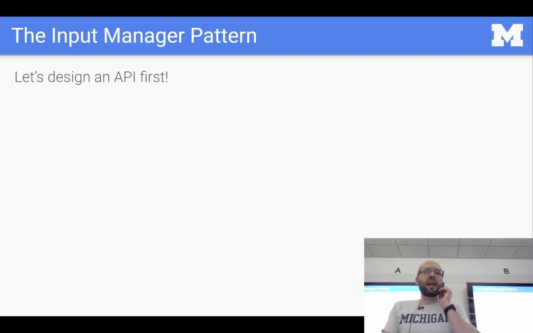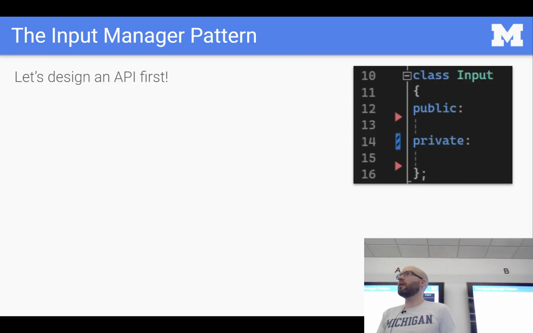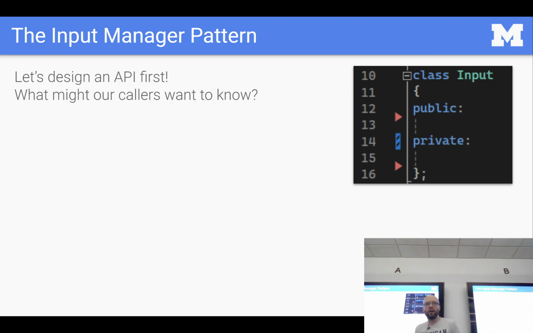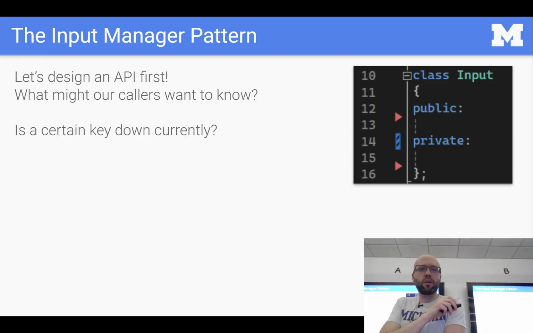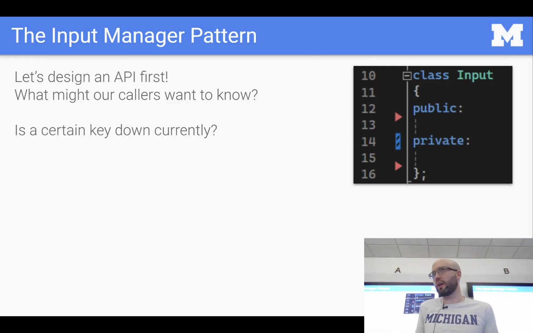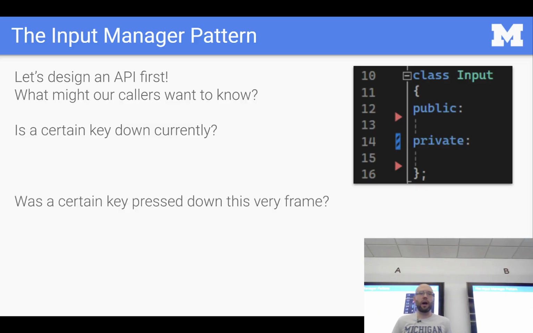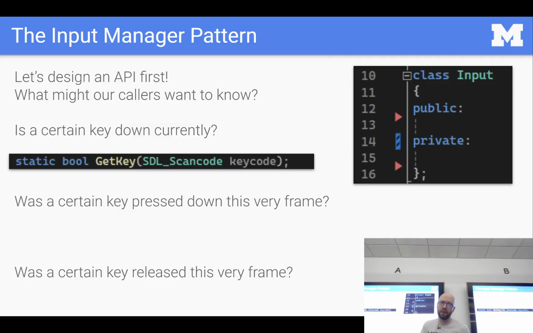So let's design an API first. We're going to be inspired by that Unity API for input that I showed you earlier. We can create a class. Let's call it Input, capital I. We got public and private data, okay? What might our callers want to know? Well, they probably want to know if a key is currently down, if a key was pressed this frame, and if a key was released this frame. And so we're going to have 3 functions in C++ that are going to allow us to do this.